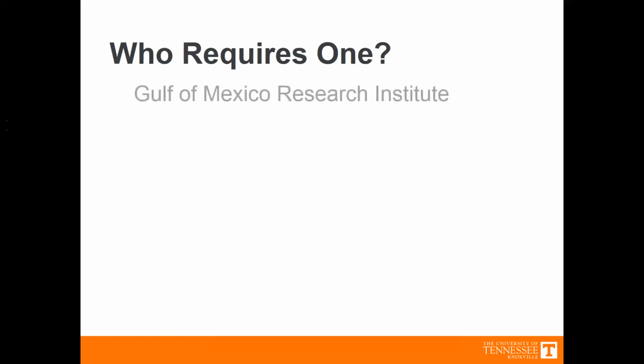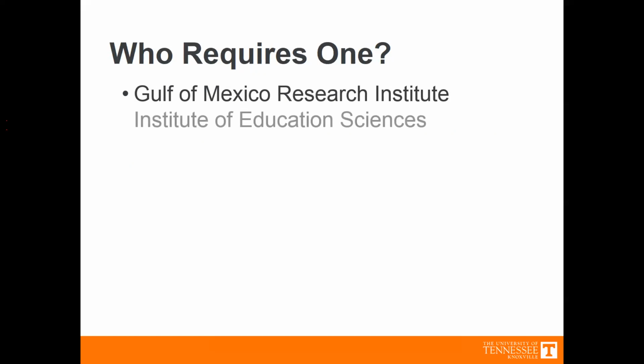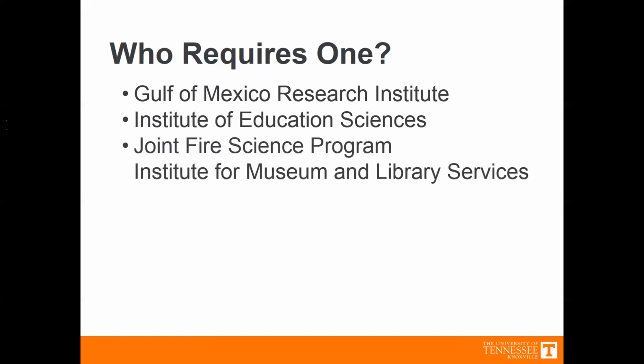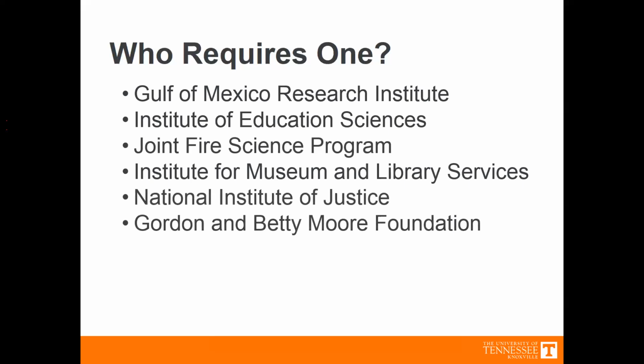And then some other smaller ones that you might not use as often: the Gulf of Mexico Research Institute, Institute of Education Sciences, Joint Fire Science Program, Institute of Museum and Library Services, which is the grant agency that I would use if I were looking for grant money as a librarian, National Institute of Justice, and then your private funders like the Gordon and Betty Moore Foundation and the Alfred P. Sloan Foundation.